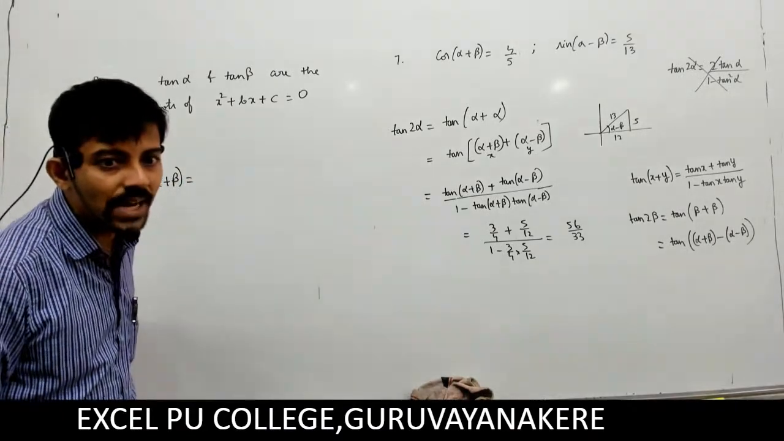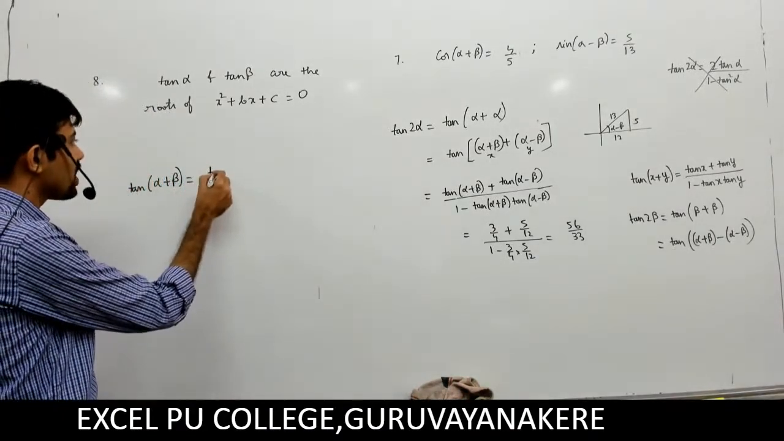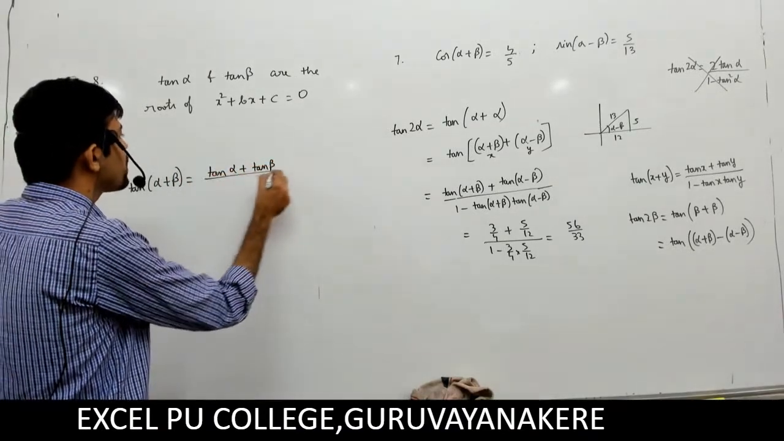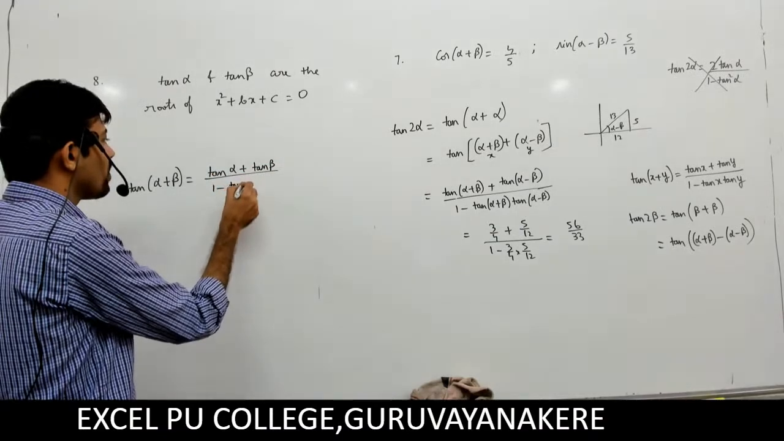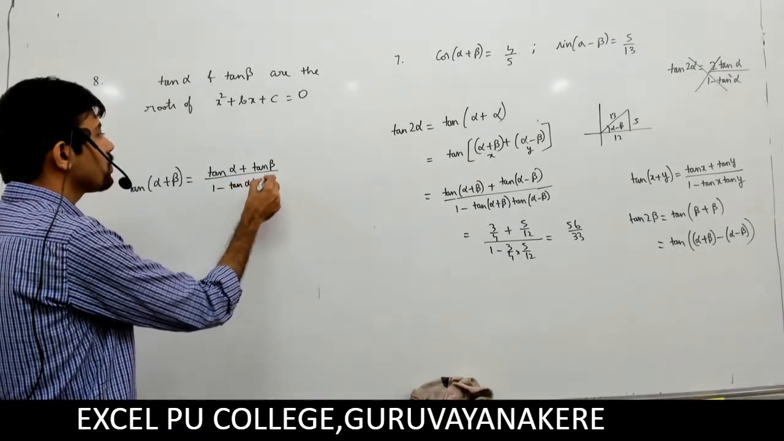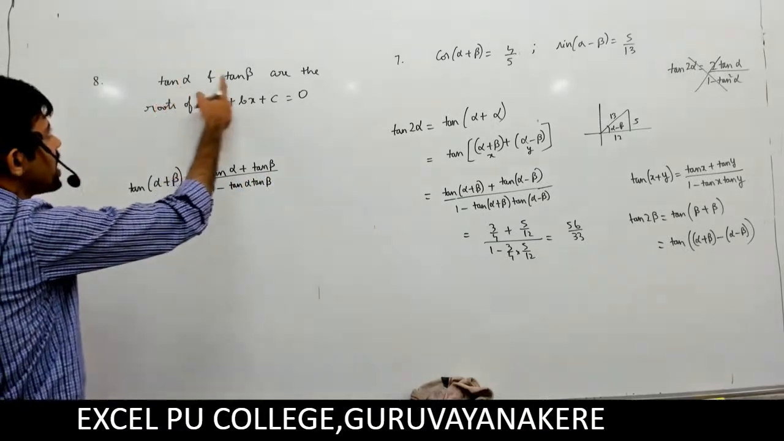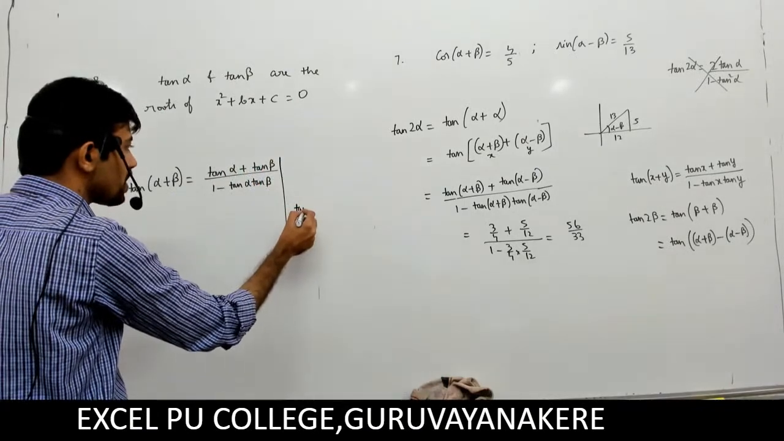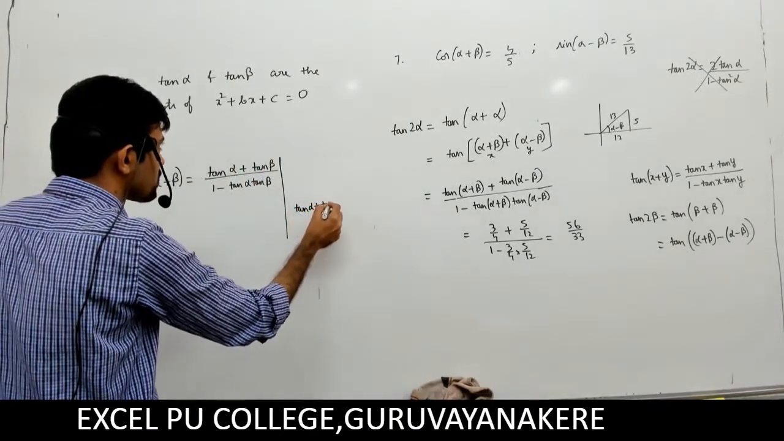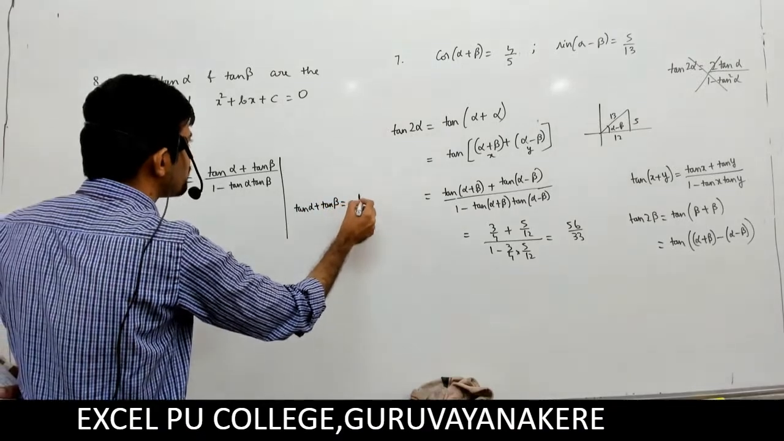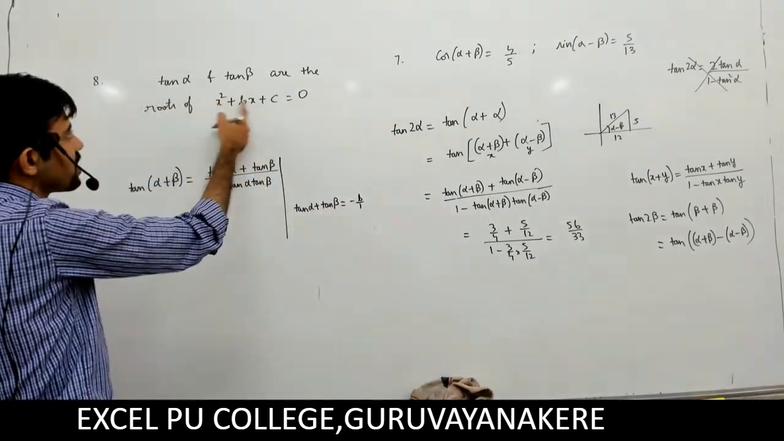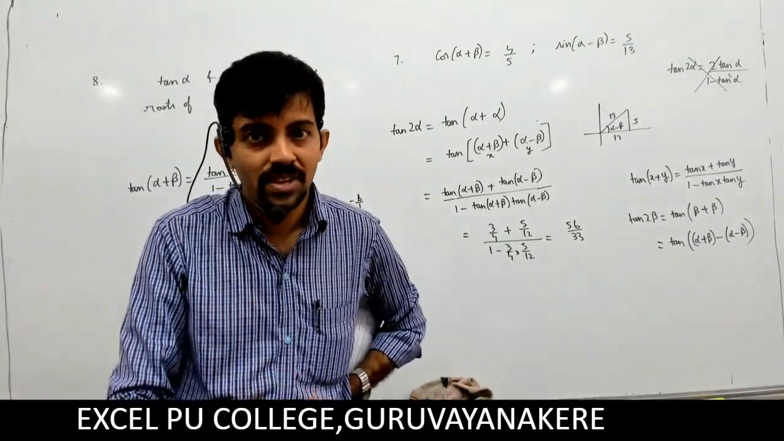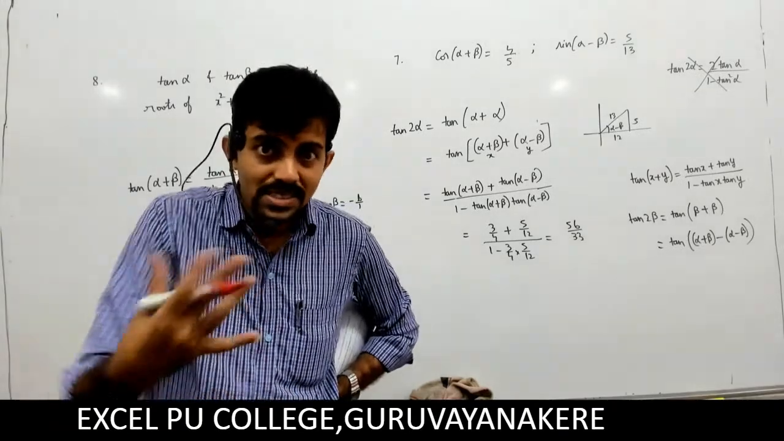You know the expansion of tan of alpha plus beta? Tan alpha plus tan beta divided by 1 minus tan alpha into tan beta. Tan alpha and tan beta are the roots of this. Correct? So sum of the roots, tan alpha plus tan beta, is minus b by 1, correct? Sum of the roots. You already learned the relationship between the roots and the coefficients in 10th standard. Sum of the roots or sum of the zeros you learned, correct?